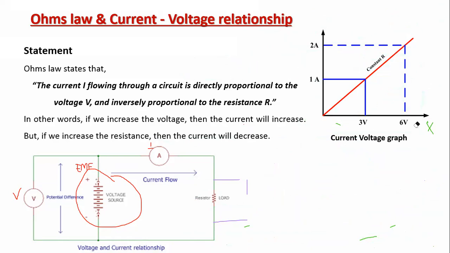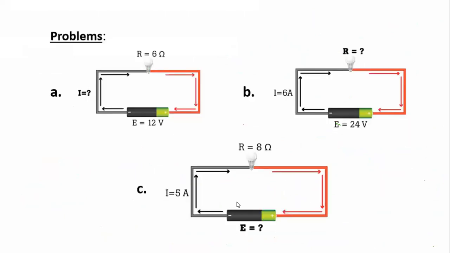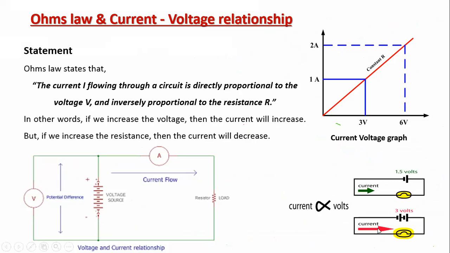Okay, so Ohm's law is a quite interesting relationship and very much helpful, which is showing you a linear relationship. This is a little more explanation: current is directly proportional to the voltage. You increase the voltage, you will get more current.